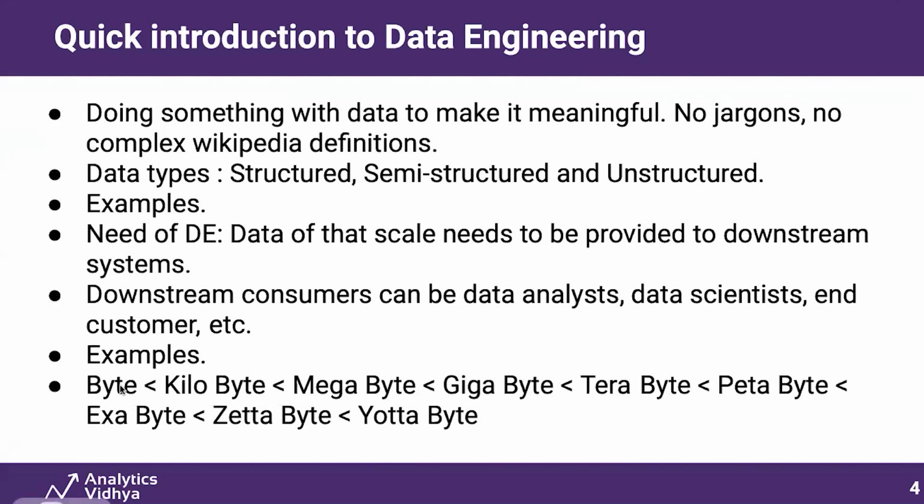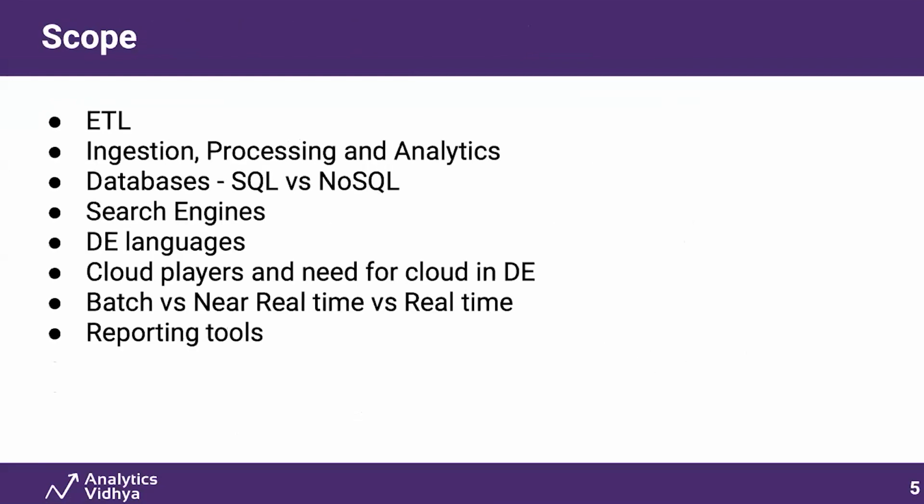So I hope this is quite evident that the byte is the lowest unit of file size, then KB, MB, GB, TB, PB, exabytes, zettabytes, yottabytes. Normally in big data, we are interested in GB, TB, and very rarely PB. Generally it lands up to TB. Okay, so let's move forward.